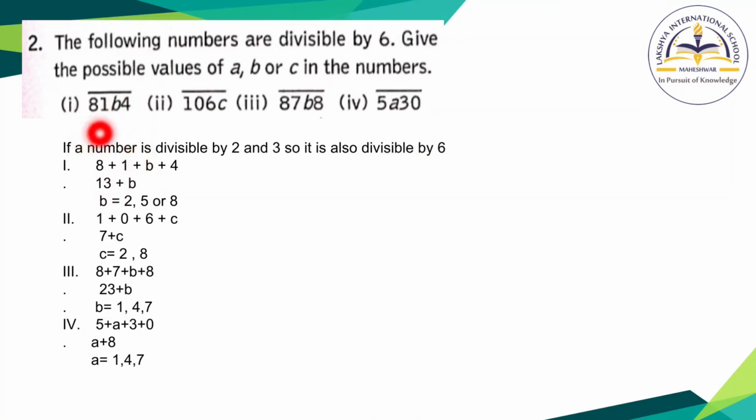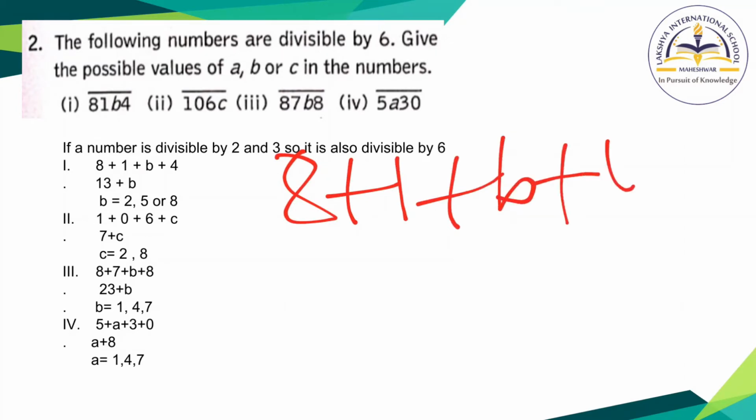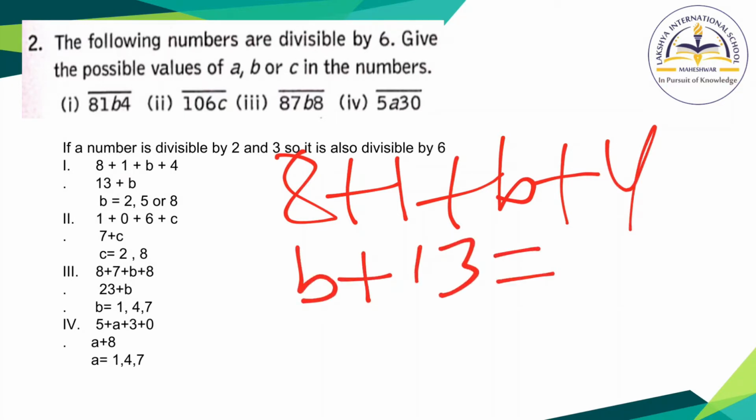Now you can see in the unit place, meaning the last place or ones place, there is 4, and you know if at the unit place there is an even number, the number is divisible by 2. Now we have to check divisibility by 3. For that you have to add the digits. So we have 8 plus 1 plus b plus 4. 8 plus 1 is 9, 9 plus 4 is 13. So b plus 13. Now near it, which number is divisible by 3? That is 15. So b equals 15 minus 13, that is 2.